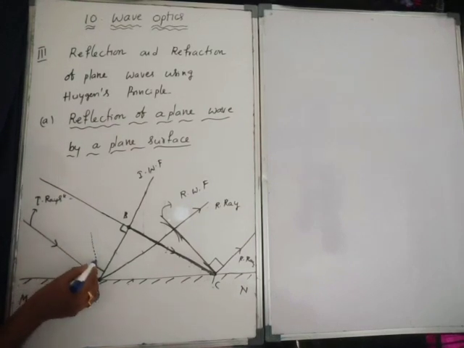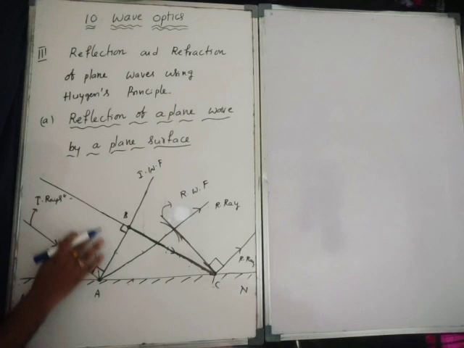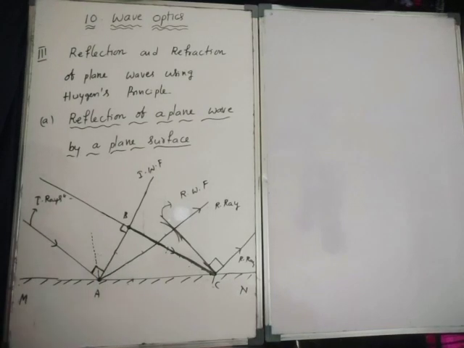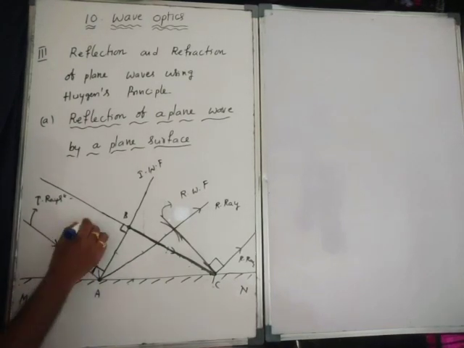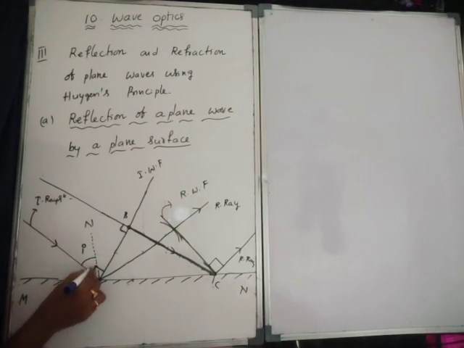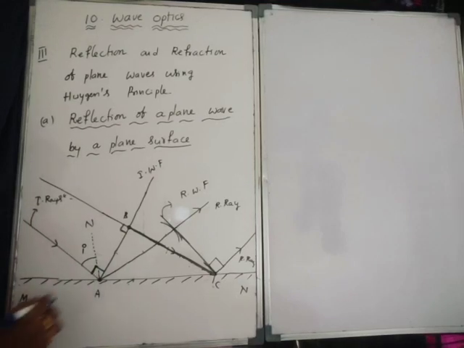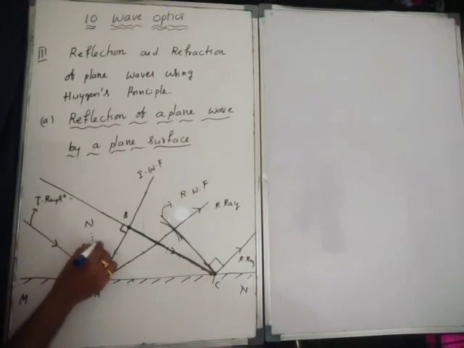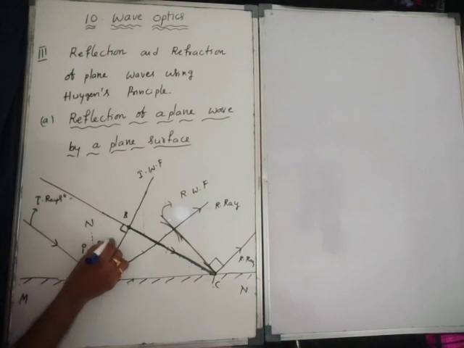The normal line is always perpendicular to the plane surface. So this is the normal. Now this angle I will consider as I. From here the total angle is 90 degrees, so that this angle will come as 90 minus I.